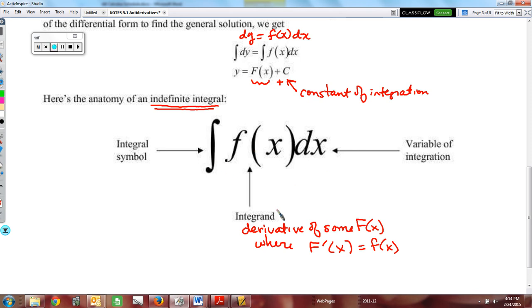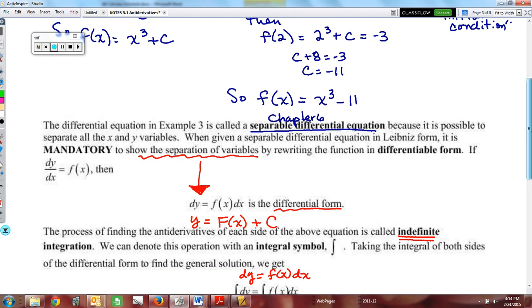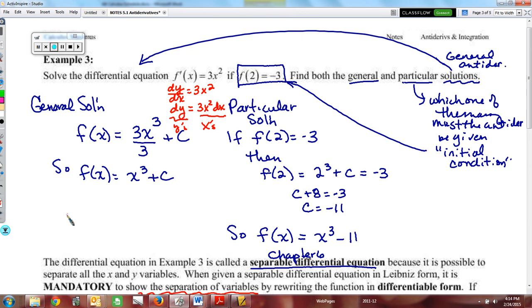All three of these parts are absolutely necessary to get your communication points. If you do not have an integration symbol, you do not have a dx in there, think of these like parentheses that bookend the derivative that you're given. If I come back to some of these prior problems using this notation, up here we would have dy equals 3x squared dx.